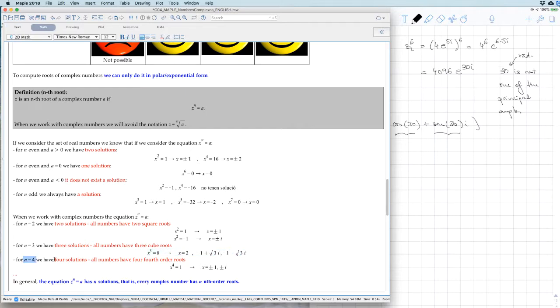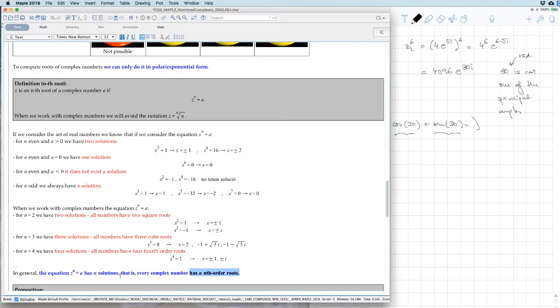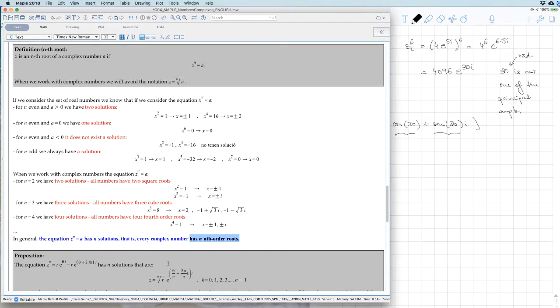If n is equal to 4, we have four solutions. So all numbers have four fourth order roots. So x to the power 4 equal to 1 has the solution plus minus 1, but also plus minus i. So in general, this equation, when we work with complex numbers, has n solutions, and this means that every complex number a has nth order roots.